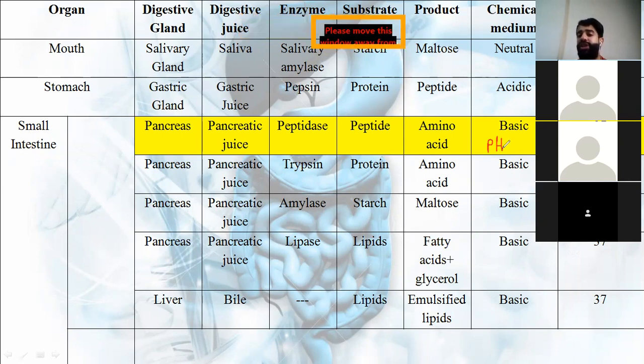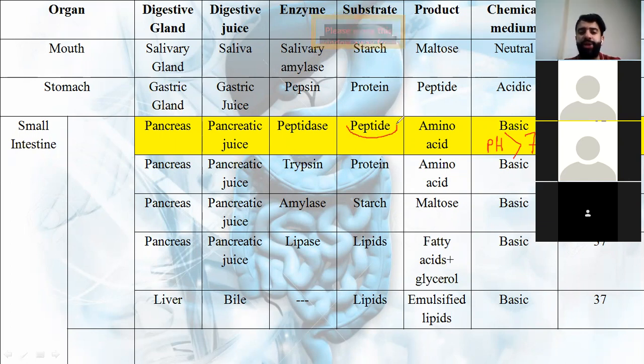The pH is greater than 7. It's not 7. The pH is greater than 7, and the medium is basic here. Temperature is 37 degrees Celsius.